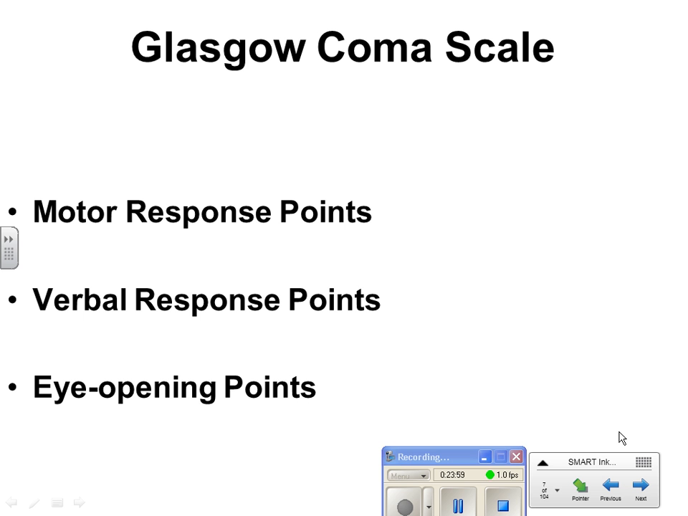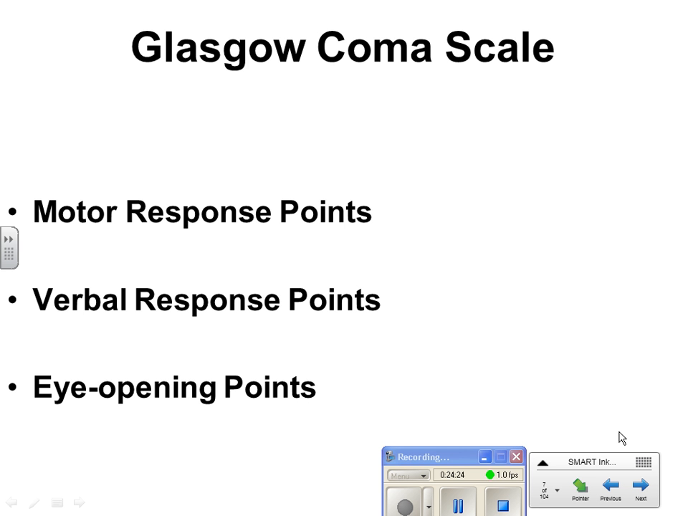So who can tell me about the Glasgow coma scale? What are the elements of it? So we have eye-opening points. So what are we looking at? What's the gamut? What's the spectrum of things that we're looking at? Right, so do they open up spontaneously? Do they only respond to voice or painful stimuli, or do they not open their eyes to any stimulus at all?